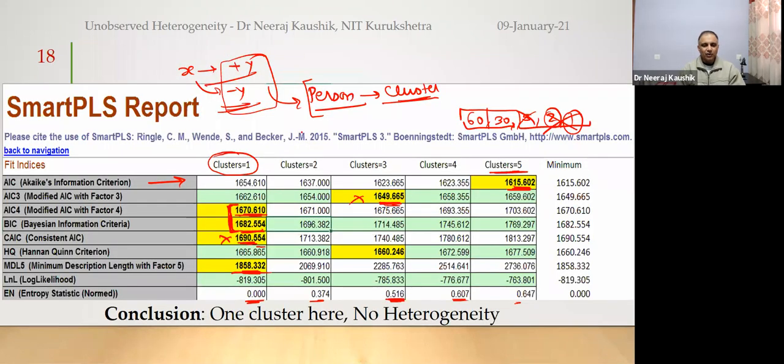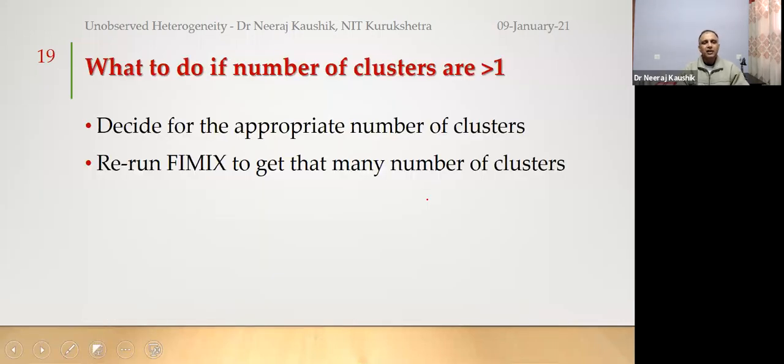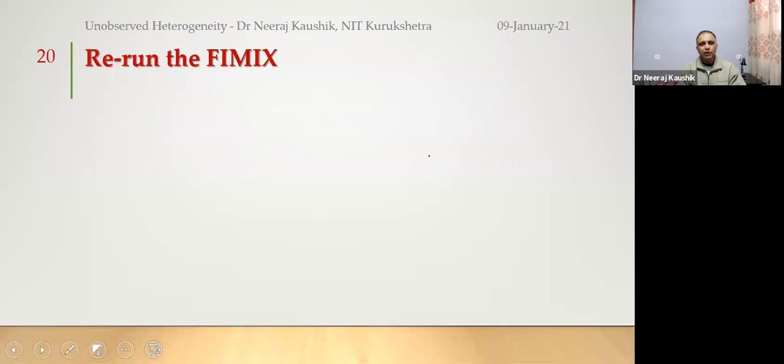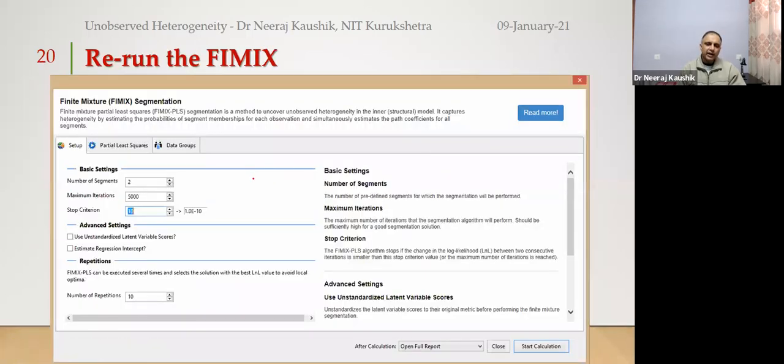So in this case, 1 cluster. So I conclude here no heterogeneity is there. Then what to do if the number of clusters is more? Then you will save that cluster membership. It will tell you. Then again go back and apply the MGA, multi-group analysis.